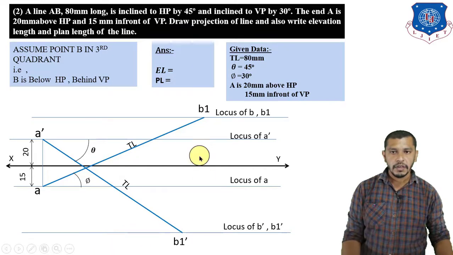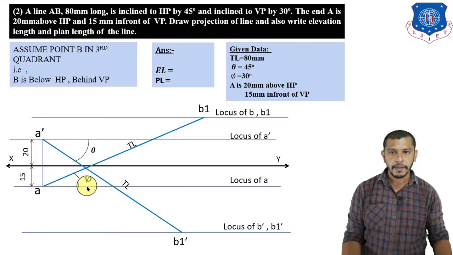Now after drawing the true length at an angle theta and phi, we have to find out the plan length and elevation length of the line. To find them, we have to draw a straight line from B1 to the locus of A dash. This will be our B2 dash, and A dash B2 dash will represent the elevation length of the line, but we have to find out the elevation of point B, which will be somewhere over here.